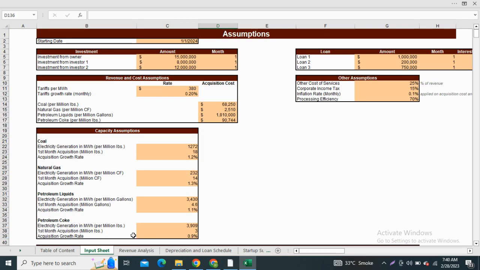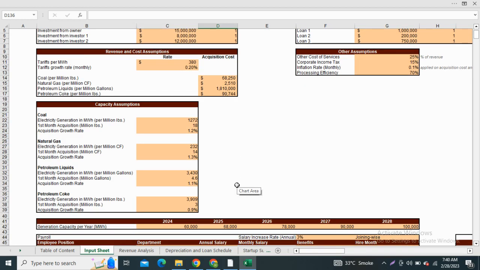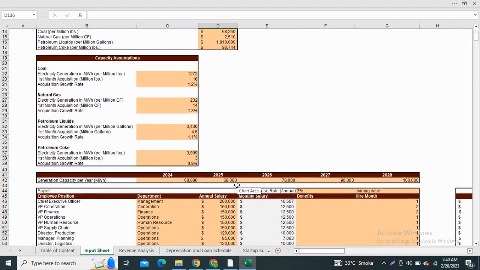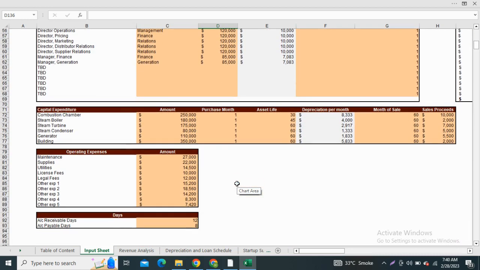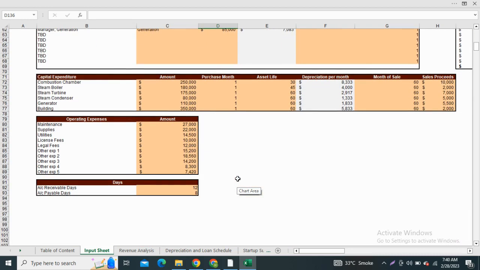Next, we have the input sheet. It shows the assumptions for the capital structure, the revenue and the cost assumptions, and the capacity assumptions for each of the revenue streams like coal, natural gas, petroleum liquids, and petroleum coke. It also shows the payroll assumptions, capital expenditure, operating expenses, and the receivable and payable days assumptions.